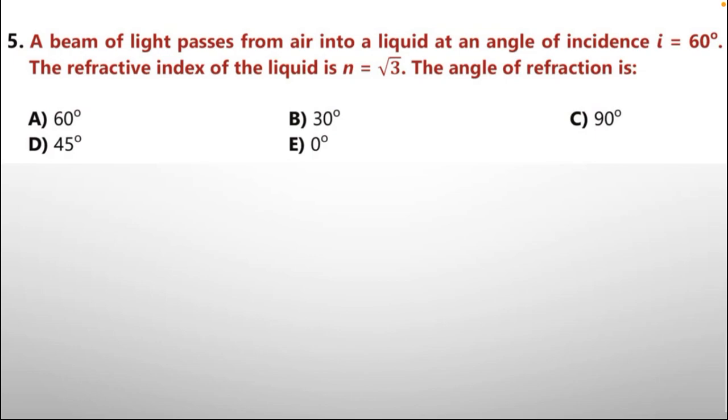Question number 5. A beam of light passes from air into a liquid at an angle of incidence i equal to 60 degrees. The refractive index of the liquid is n equal to square root of 3. The angle of refraction is: 60 degrees, 30 degrees, 90 degrees, 45 degrees, 0 degrees.